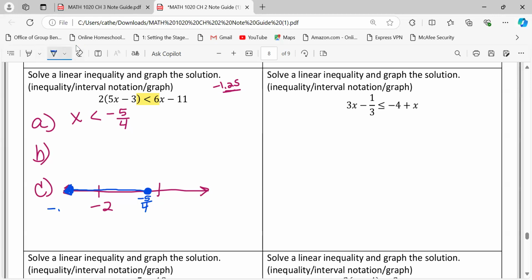Going all the way towards the left, so we're going towards negative infinity, which has a parenthesis. We look at the inequality symbol, there's no line underneath it, so the -5/4 has a parenthesis on it. So there's our interval notation. You read it like you do a book, left to right. So negative infinity with a parenthesis, comma, -5/4. The inequality symbol tells me I have a parenthesis on the number.